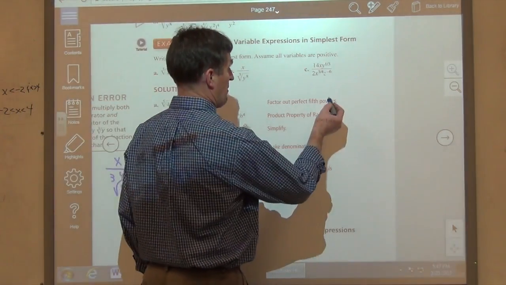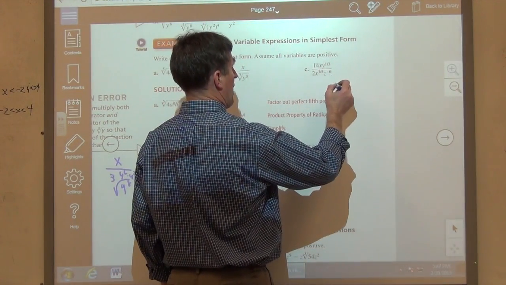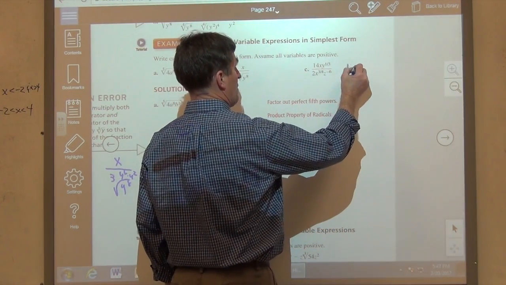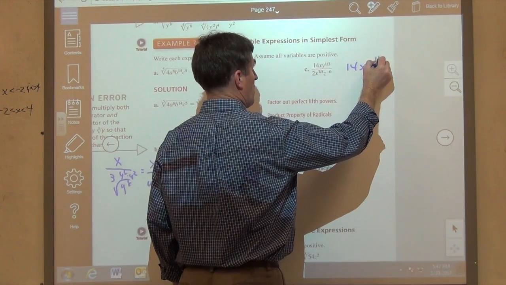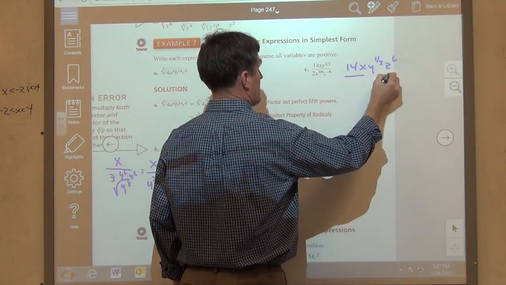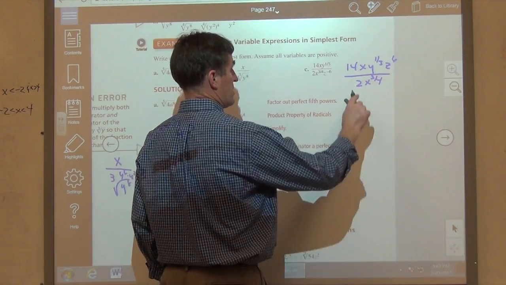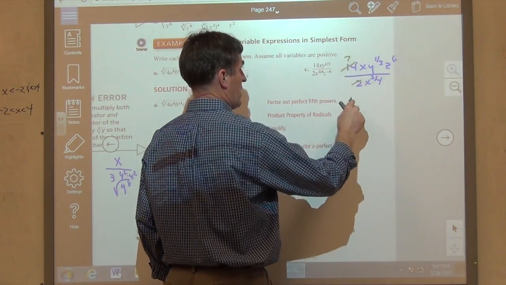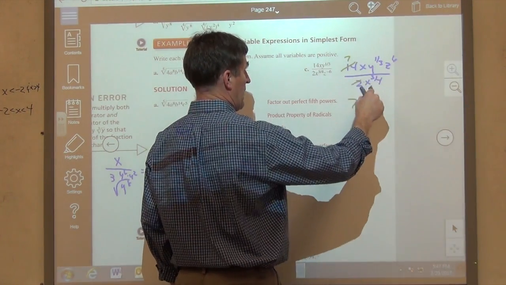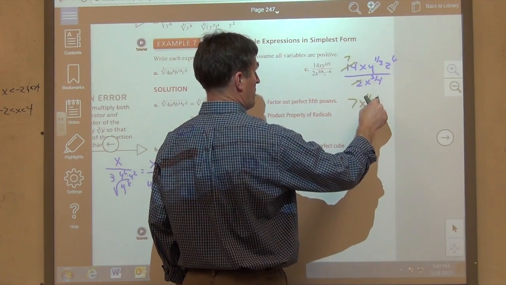If I'm doing this, I just know that negative power I'm going to move to the top. So that would become 14 x y to the 1/3 z to the 6th. And then I would reduce. 2 goes into 14 7 times. And then 1 minus 3/4 is x to the 1/4.